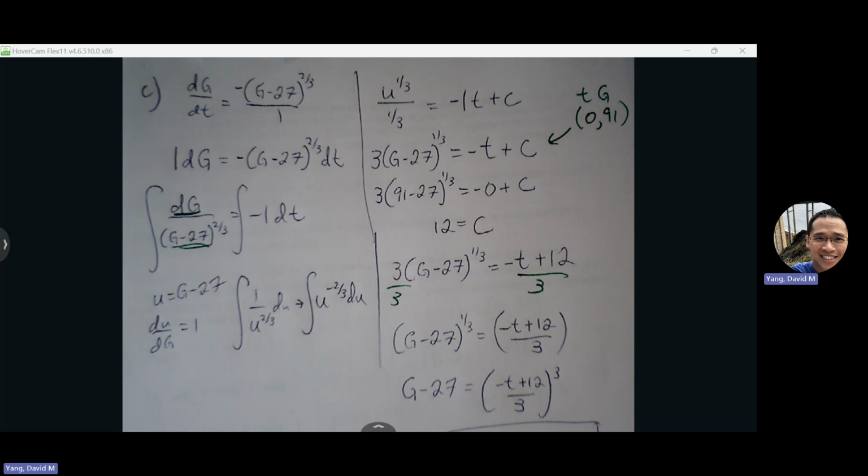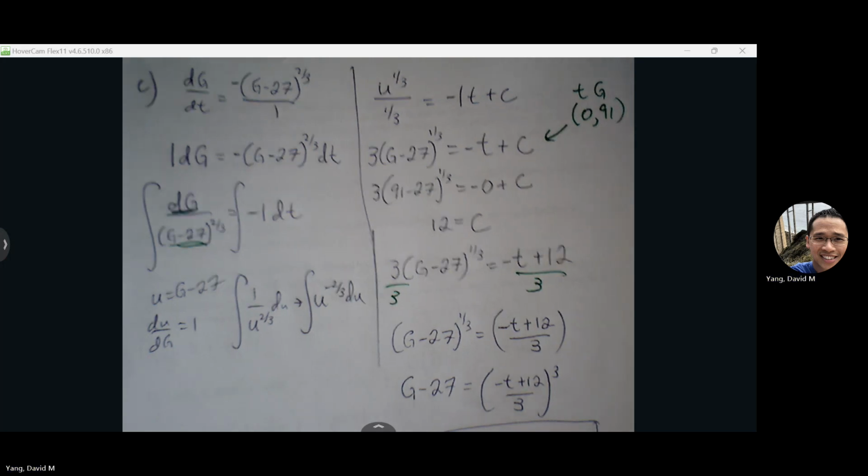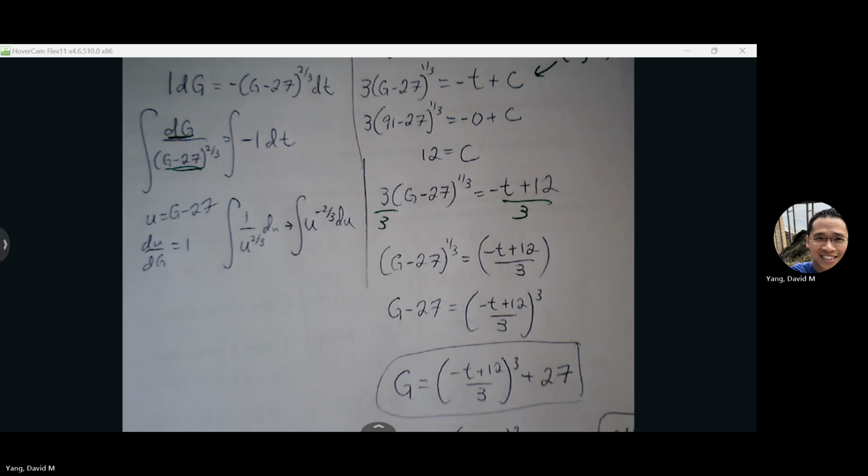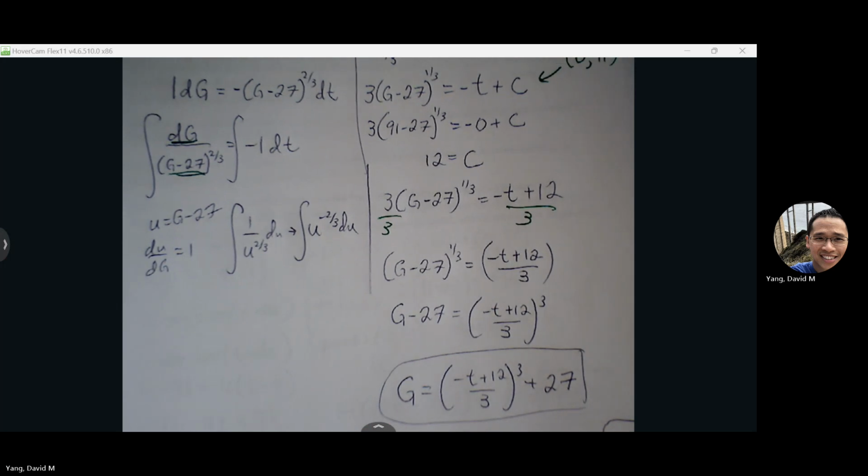0 in for T, 91 in for G. I'm able to get it all the way down to C equals 12. Once I have C equals 12, I replace 12 in for C. And now my last task is trying to get that G by itself. So I'm going to divide by 3, cube both sides, and add 27. So with that equation in the top right, that would be your general solution.